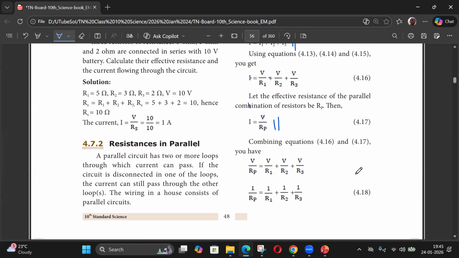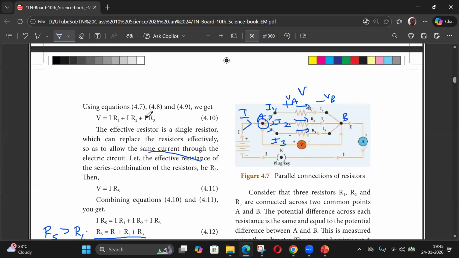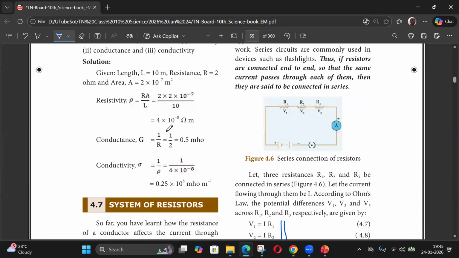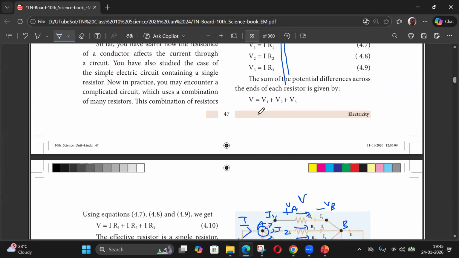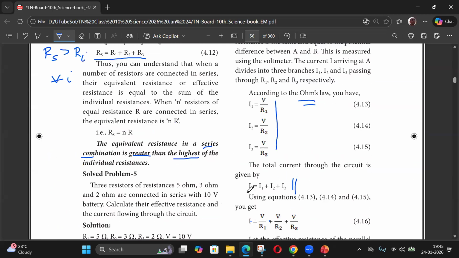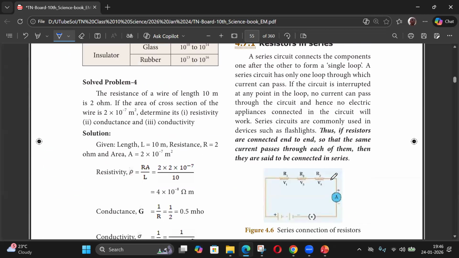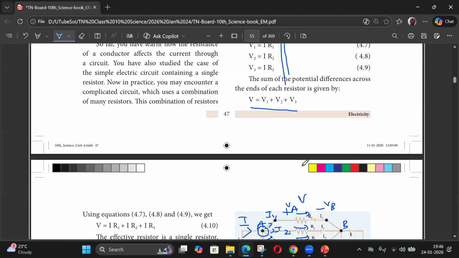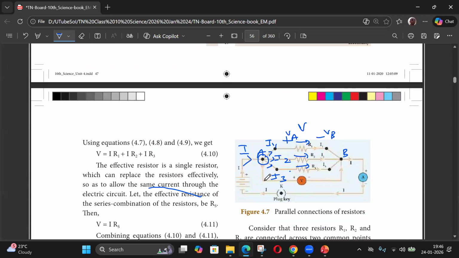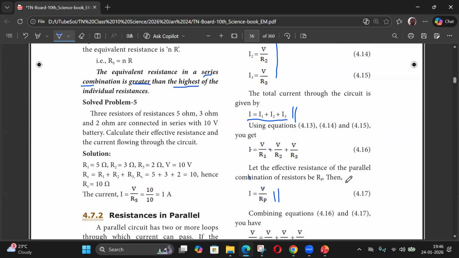In series, voltage will add. Current is the same. In parallel, current will add. In series, voltage is getting split. The total voltage will get split here. In parallel, current will get split. So 1 by R will add. Just Ohm's law and then KCL. There also Ohm's law and then KVL.